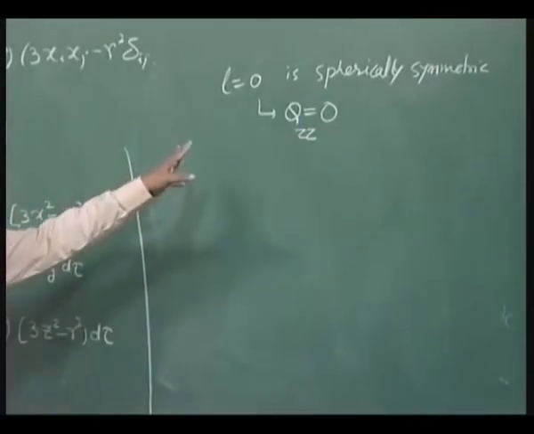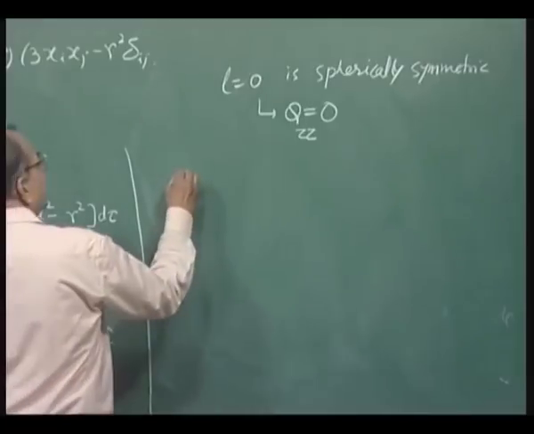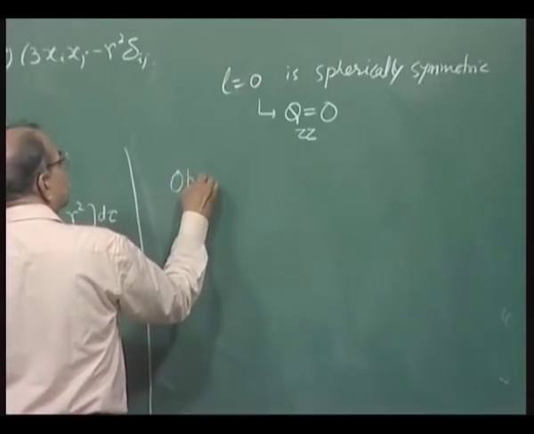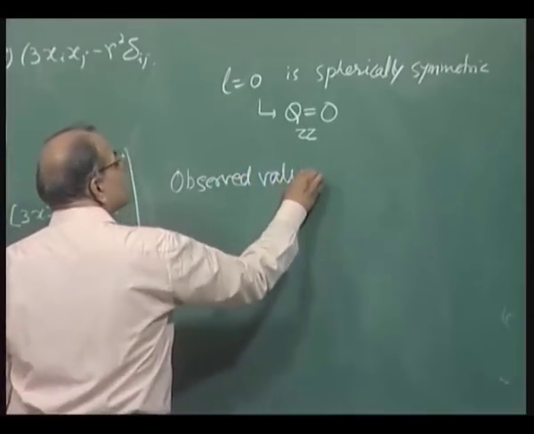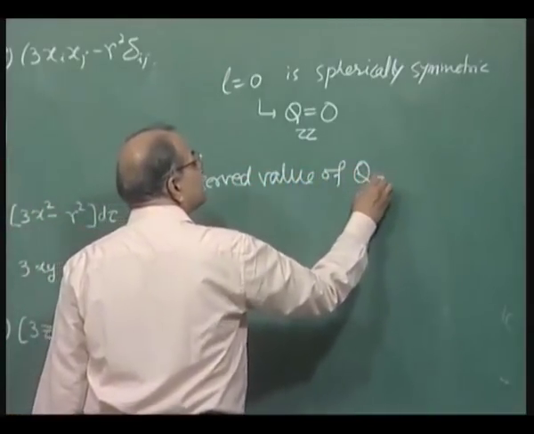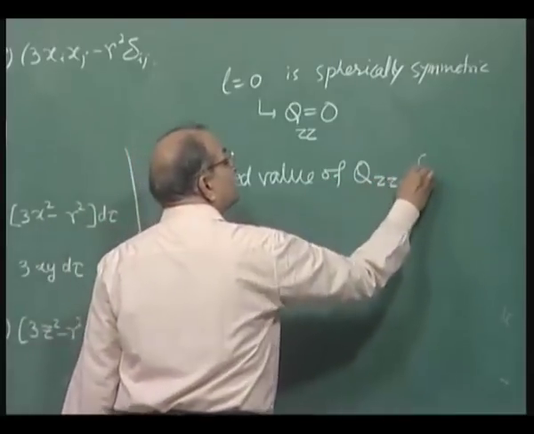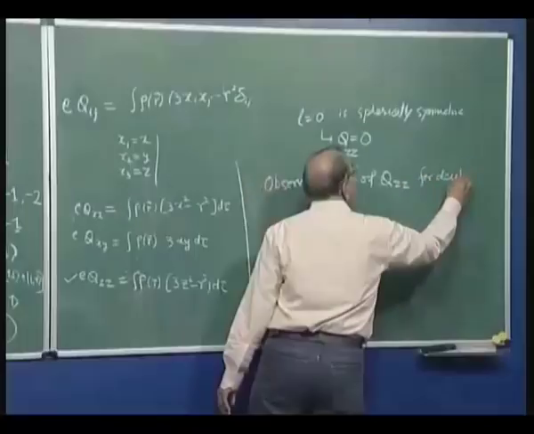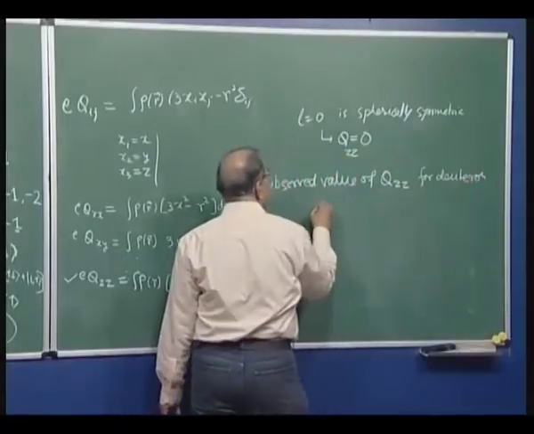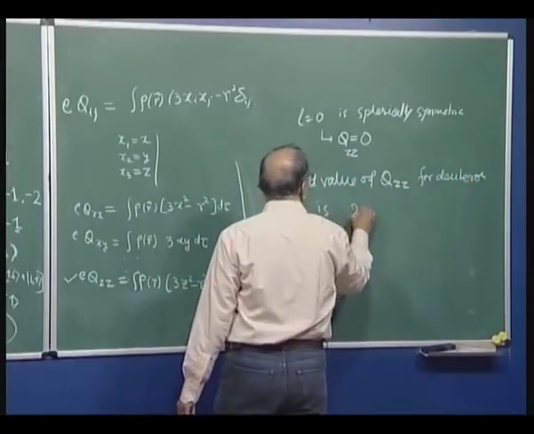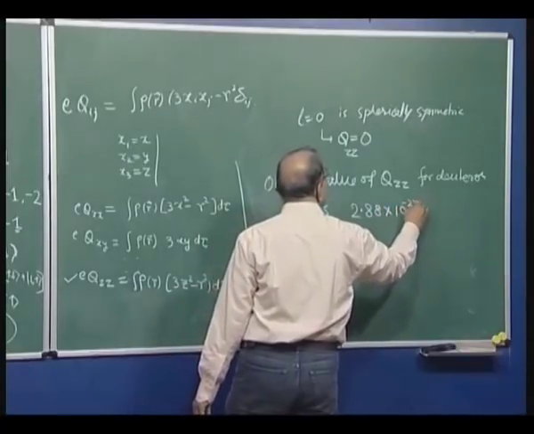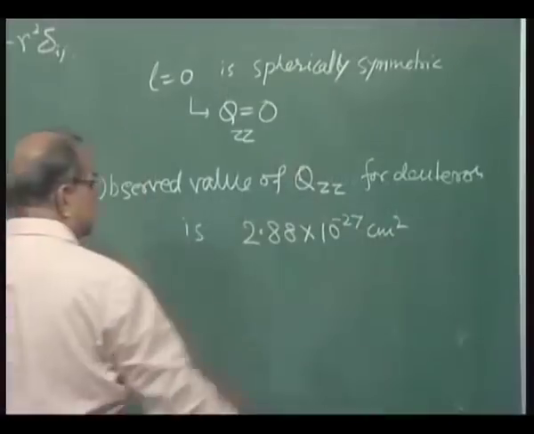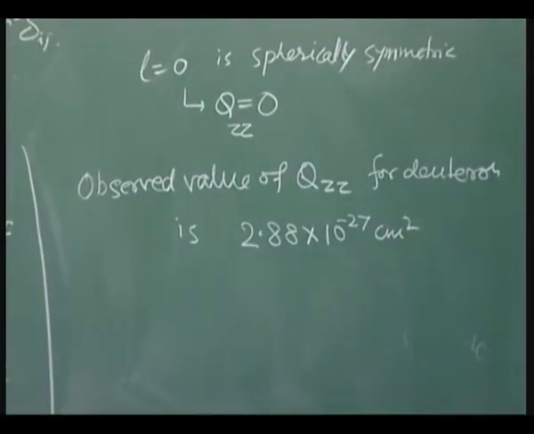We measure only QZZ, that is why I am writing this. Whereas, the observed value of QZZ for the Deuteron bound state is 2.88 into 10 to the power minus 27 centimeter square. It is small, but still it is there.